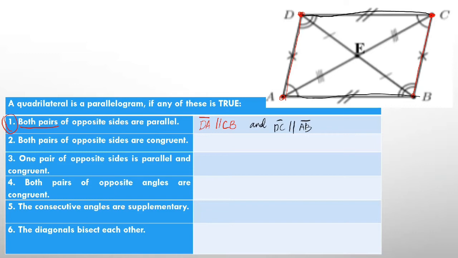Now, we have proved the number 1. Number 2, both pairs of opposite sides are congruent. Let's define again the congruent. Ang congruent, same shape and same size. Now, let's have this one. Both pairs of opposite sides. So, ibig sabihin, eto ulit na side na to. Yung line DA natin, line CB, and yung ating line DC, and also line AB. So, we are going to prove if it is a congruent.